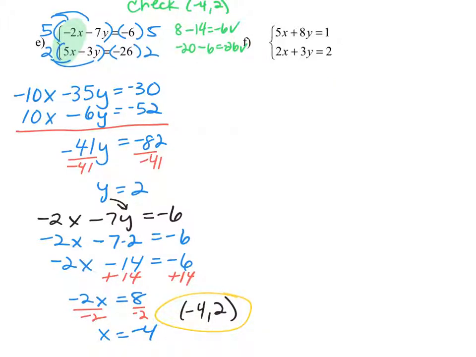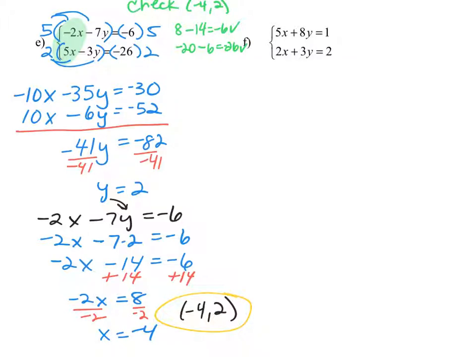Okay, let's continue with example F. 5x plus 8y equals 1 and 2x plus 3y equals 2. We see the x's, the y's, and the equal signs are already lined up, but we don't have the opposite terms. I have 5x and 2x for the x's, 8y and 3y for the y's. Since we got opposite x's last time, let's try this one by getting opposite y terms.